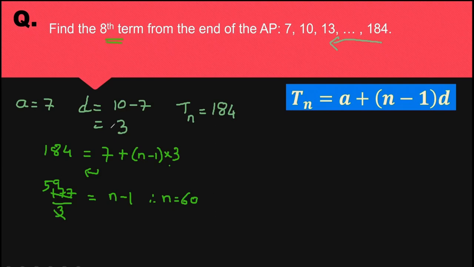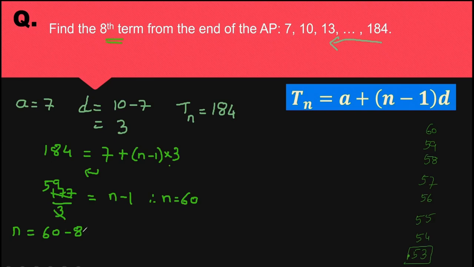We need to find the 8th term from the end. If we count backward, 60, 59, 58, 57, 56, 55, 54, and 53. 1, 2, 3, 4, 5, 6, 7, and 8. So the 8th term, that is the 53rd term, is our required term. But every time it is not easy to calculate the term from the last. So to find the 8th term from last, we do n equals 60 minus 8, that gives 52. But we want the 53rd term.